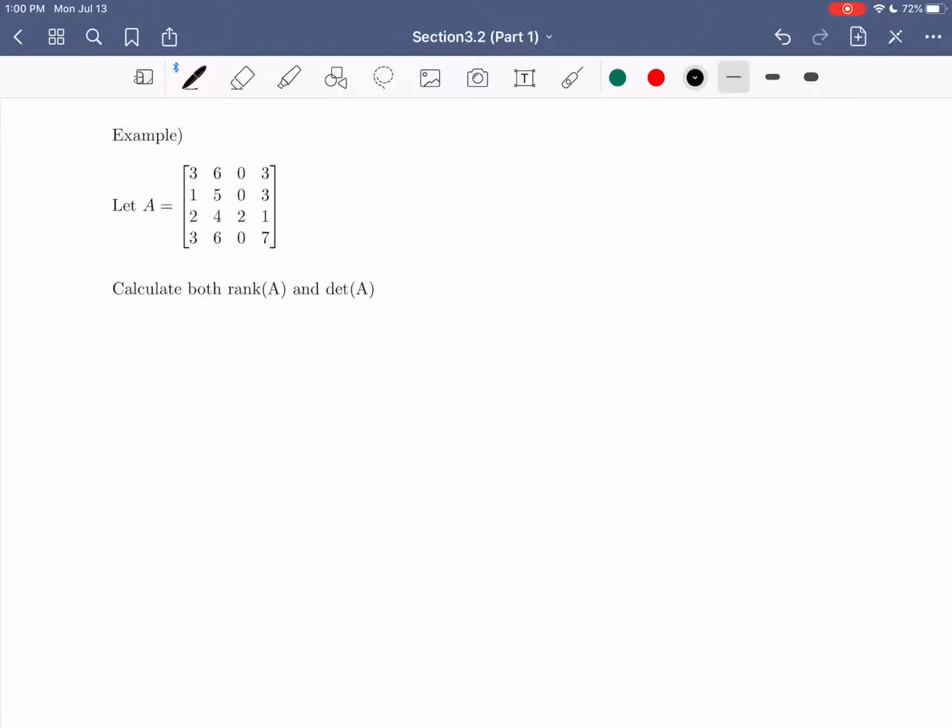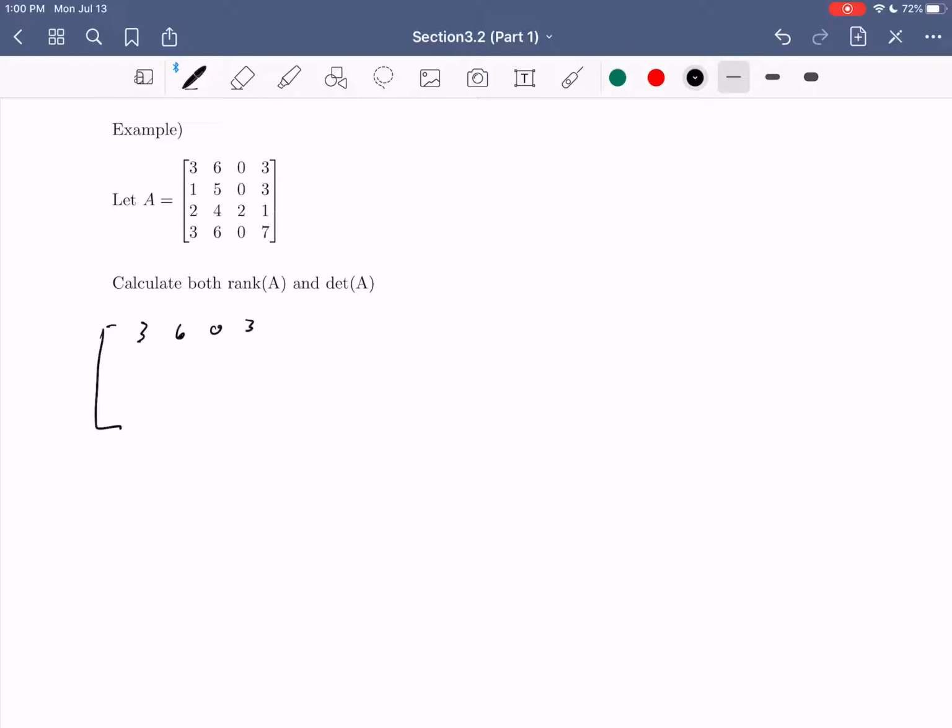So let's go ahead and start by looking at our original matrix here. So I'm going to write it as 3, 6, 0, 3. Here we go. I'm just going to rewrite it initially, just to also give us some nice notation. 2, 4, 2, 1, 3, 6, 0, 7. And I'm going to just keep track on the bottom that currently this guy has its determinant as determinant of A.